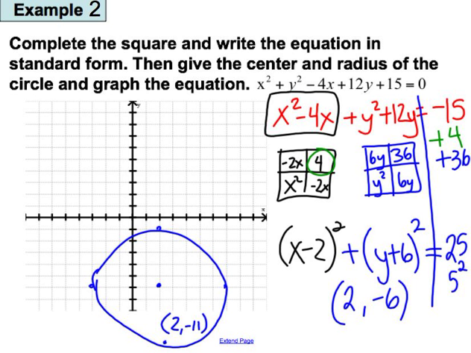So that's all it is with circles. Completing the square. The extra step is to add the same thing to both sides to complete those squares. And that keeps the equations balanced because we're on opposite sides of the equation.